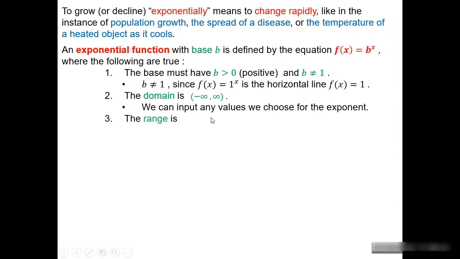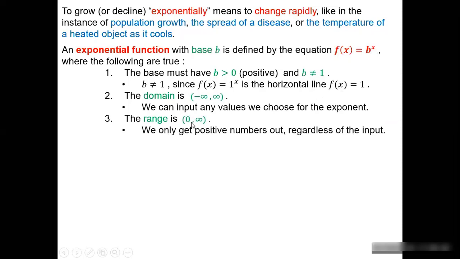But as for the range, remember that the range was completely above the x-axis. The outputs for every exponential function, no matter what you plug in for x, are always going to be positive. And notice that it'll never equal 0 either. So the range is 0 to infinity, not including 0.